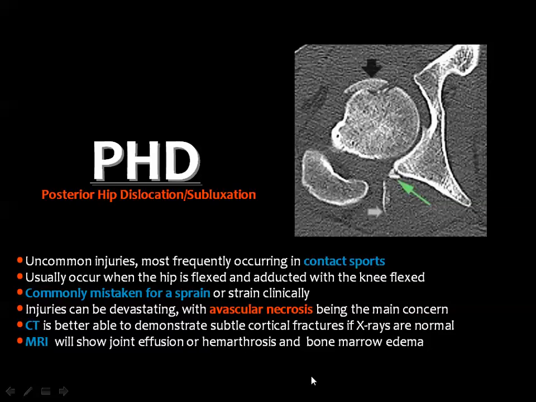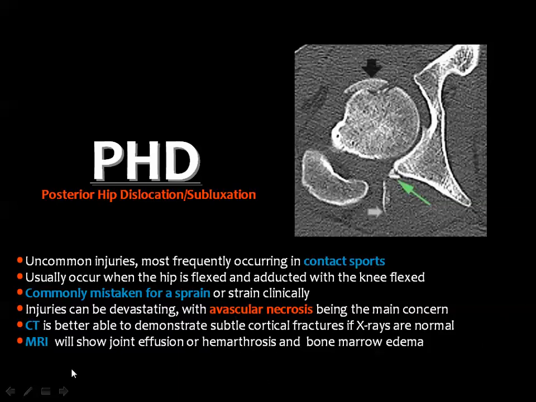Then you came to the sequelae of posterior hip dislocation and subluxation, and this is an uncommon injury usually seen in contact sports and is commonly mistaken, according to the literature, for a sprain or strain of the muscles around the hip. This injury is very important because of its sequelae, where one of the major sequelae of this injury is avascular necrosis of the femoral head.